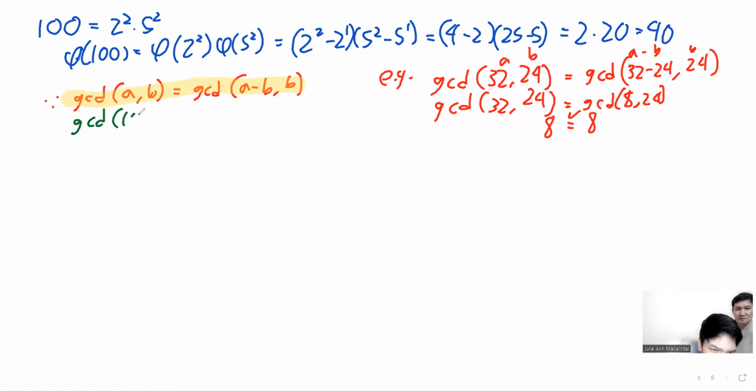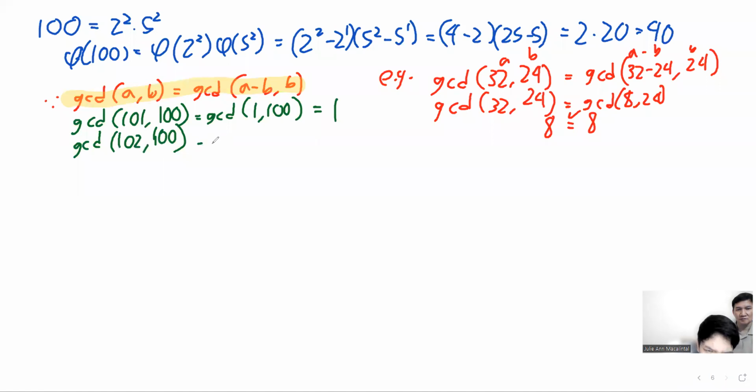GCD of 101 and 100 is equal to GCD of 101 minus 100 and 100. So the GCD of just 1 and 100, which is equal to 1. So they're relatively prime, of course. Yes. And then GCD of 102, sorry, oh sorry.